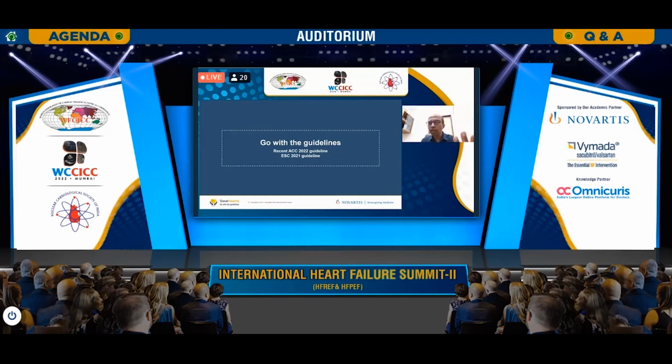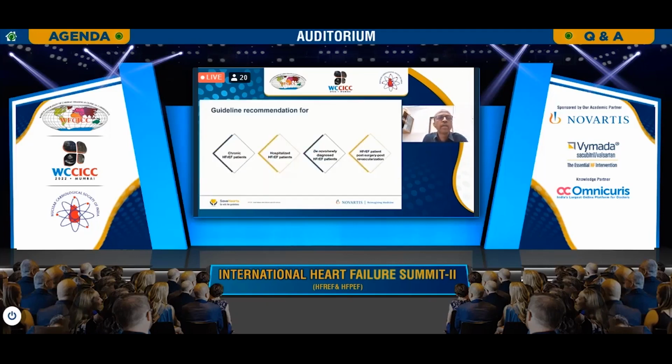At 1 month, only 50% of patients were adherent to therapy, and at 1 year, only 32% were adherent to therapy. So you can imagine it is pretty bad news that guideline penetration is so poor. So you have chronic HFrEF patients, acute hospitalized decompensated patients, newly diagnosed de novo heart failure patients, and post-surgical or post-PCI heart failure patients.